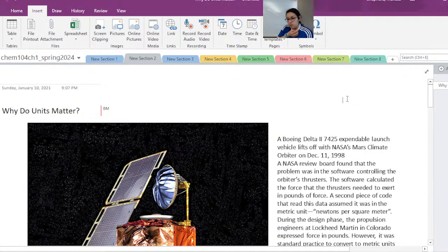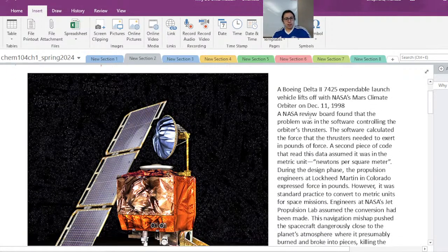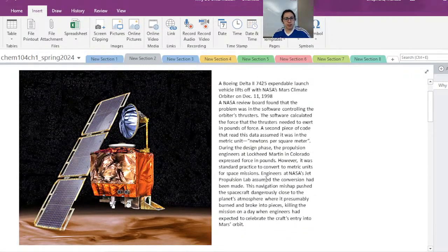Now let's talk about units. Of course, that's an important part of chemistry. We have our scenario here. This was back in 1998. Boeing Delta II was going off to Mars. We'll look at what happened, and then we'll go through why that happened. This little unmanned craft was sent to Mars, but unfortunately it entered the atmosphere too close, and then it blew up into a million pieces. That was a really expensive mistake. Let's see what happened.